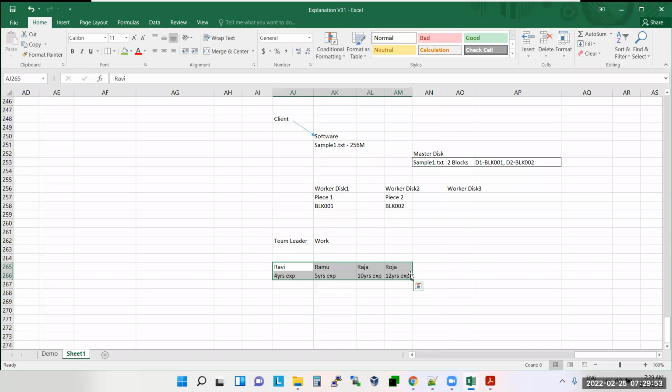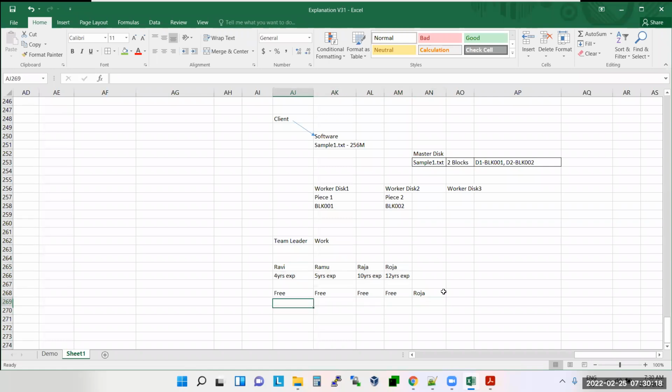The more experienced person. Why are you giving it to the more experienced person? Because he'll do the work first. So I'll give you one more scenario. If all are free, normally you select the person who has more experience. You will give the work to Roja. Yes or no? Yes, sir.